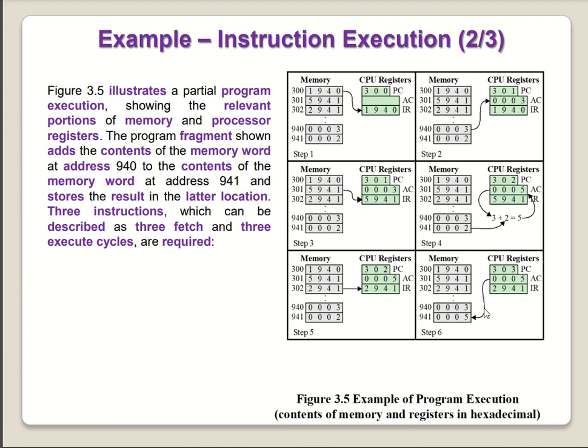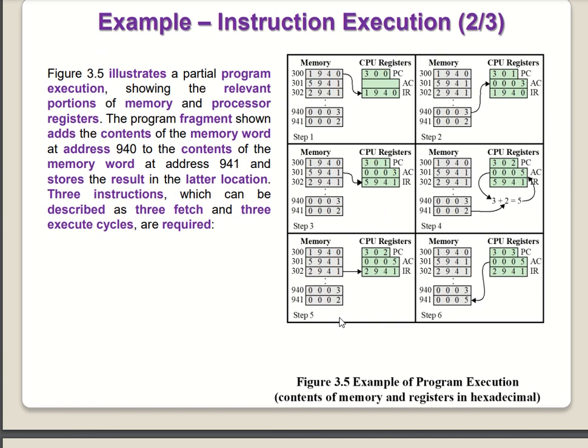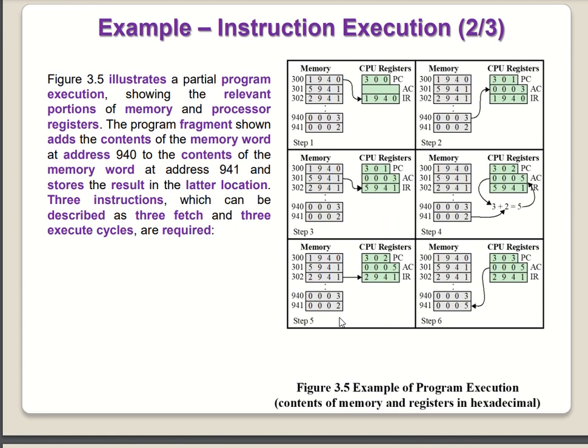Now look into step 6. So here CPU interprets the instruction and executes the instruction. What is your instruction? 2941. I told you, 2 tells you the opcode. 941 is the address of the operand. Okay, fine. 2 is the opcode. 2 is 0010, that means store AC to memory. So what does it mean? Store AC to memory. What is the content of AC? 0005. Okay.